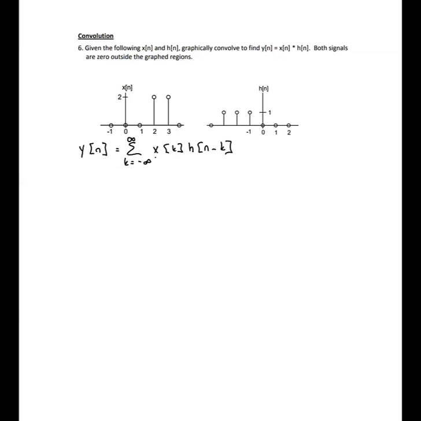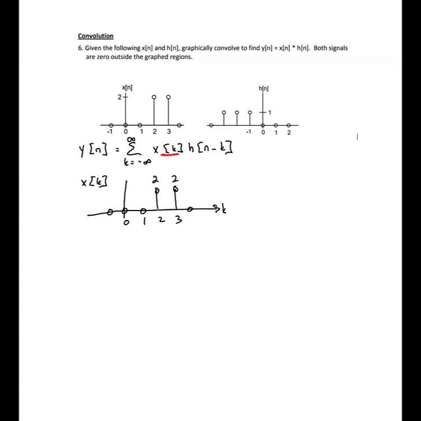To do it graphically, we can see that as n changes, x of k does not. So we're going to regraph this x of n as x of k. And we get 0, 0, and these two values are 2 at n equals 2 and 3, and everything else is 0. So this is our x of k that we've just drawn. That's our first part of our equation.